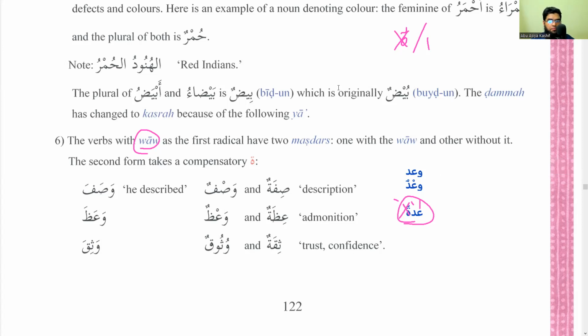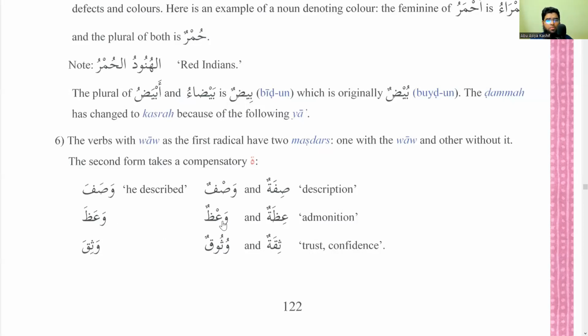So idatun. If you want to search in the dictionary, you might search for ain and dal. No, it's waw, because of this rule. Wasafa, for example. Wasfun is the masdar with a waw, so you'll search in the dictionaries for waw, sad, and fa. But if you drop the waw, it becomes sifa. Right? Sifa is used. So sifatun is the masdar of which verb?